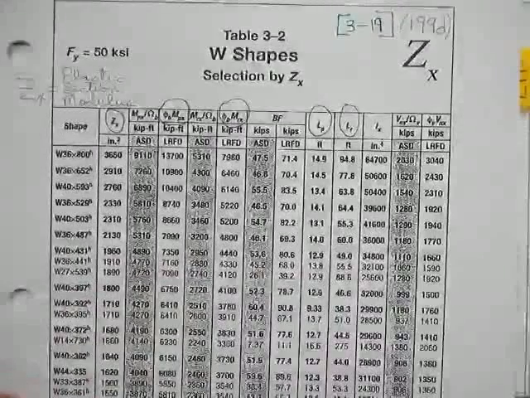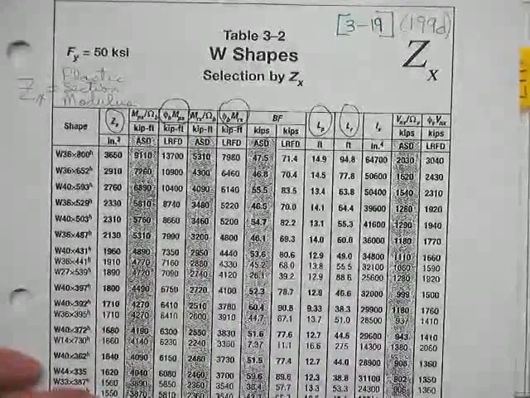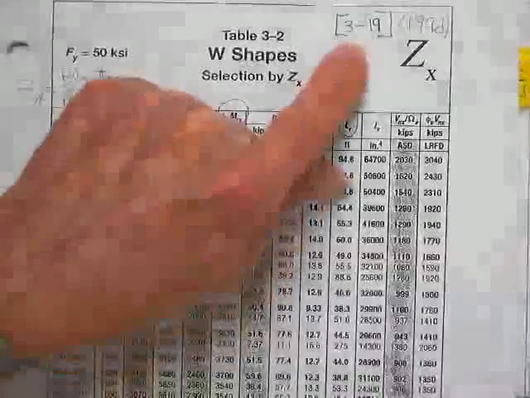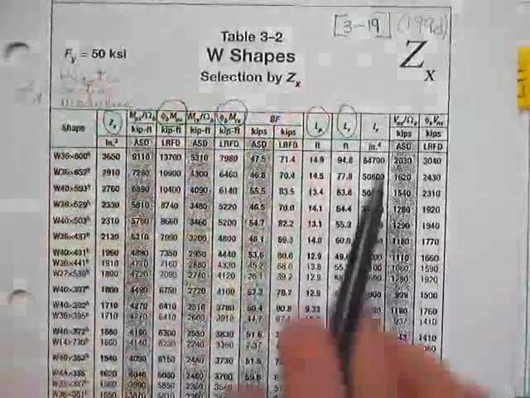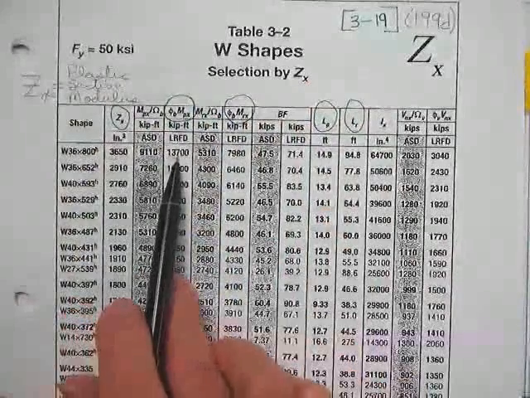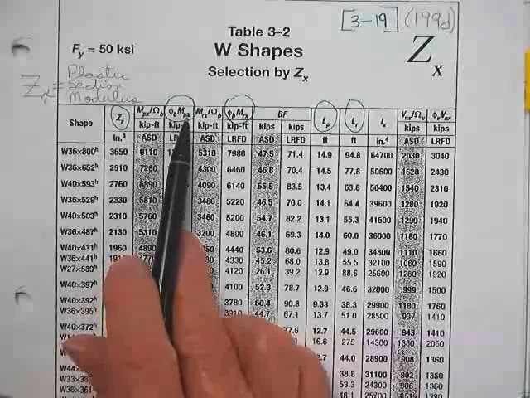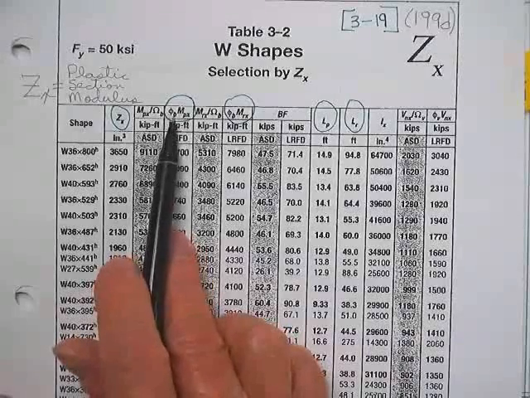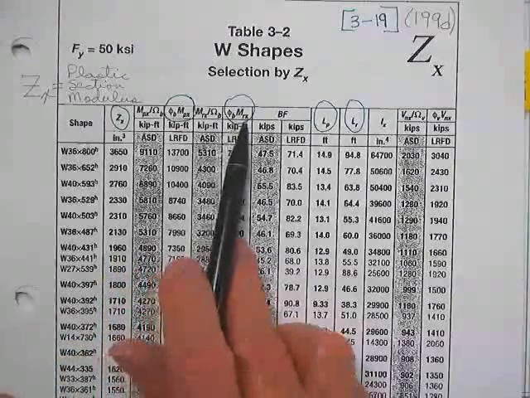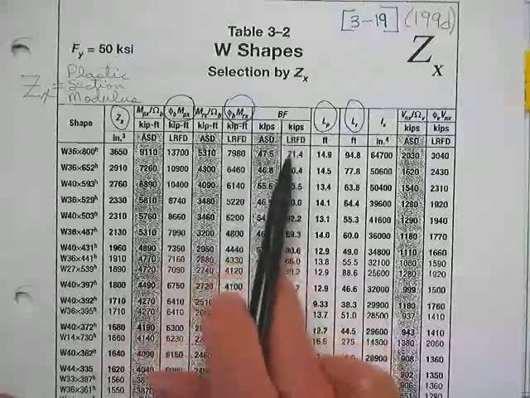Here's another section entirely. This is on page 1-25. This is on page 3-19. These are a listing of all the Z's and the corresponding plastic moments about the strong axis, including the 0.9. This is about the weak axis. This is something we'll use.